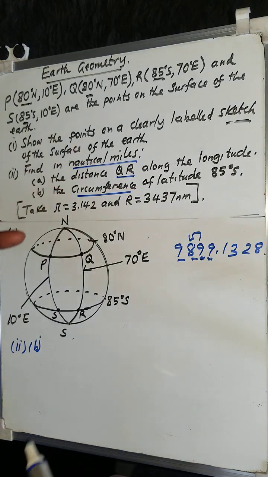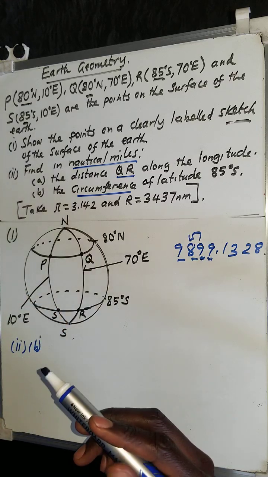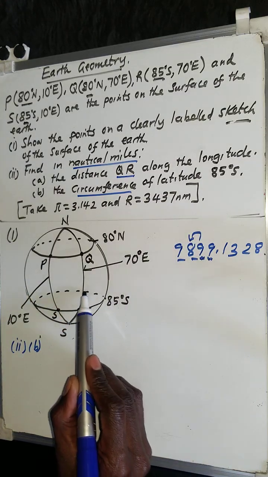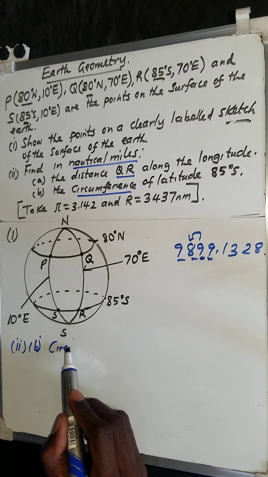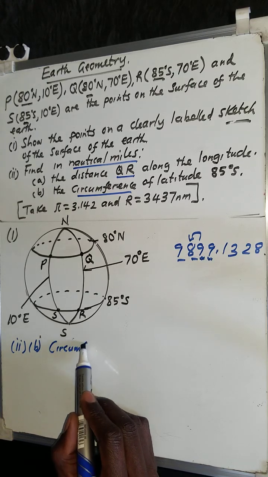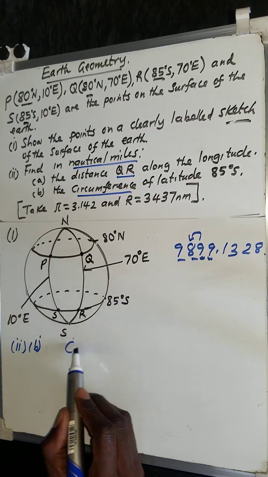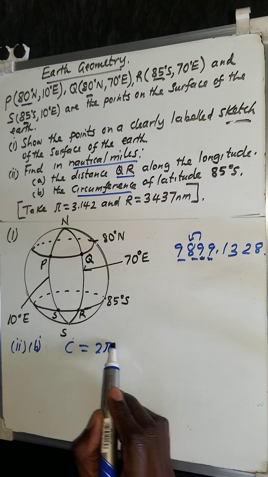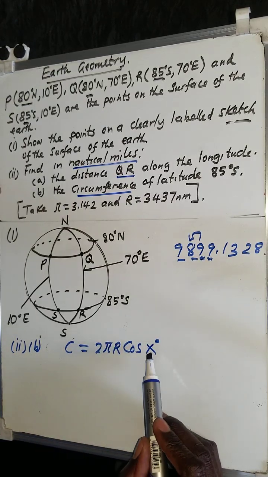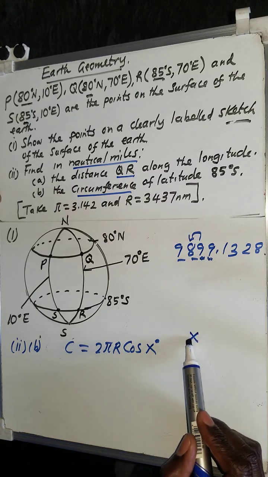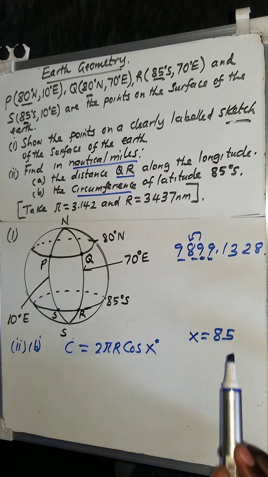Remember what I told you? They can use words like length, circumference, perimeter, but length and circumference are the common ones. So how do we calculate the circumference of this circle of latitude? Remember what I said? If you want to calculate the circumference, we can just use the abbreviation. So circumference is equal to 2 pi, the radius of the earth, then cos of x degrees. Do you still remember what our x is? X is the latitude that you want to find the circumference of, which is 85 there.